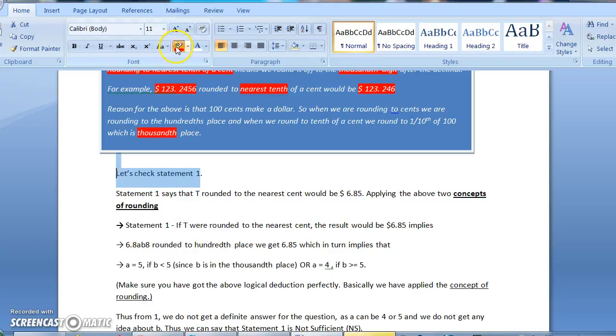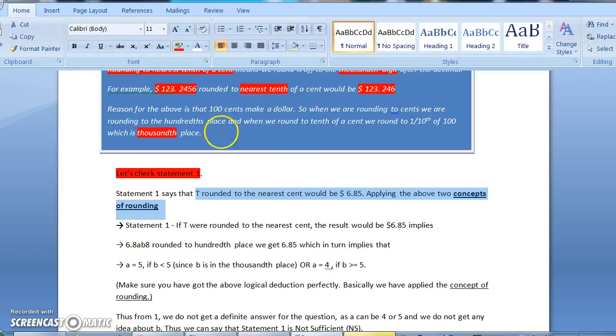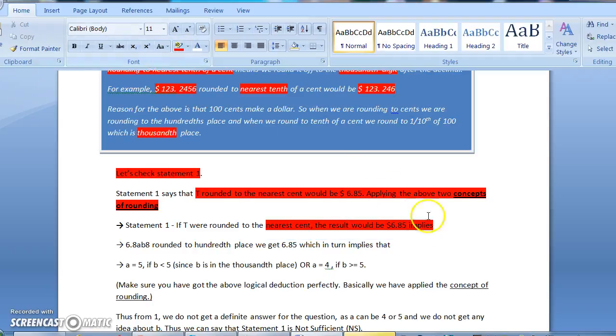Let's look at statement 1. Statement 1 says that t rounded to the nearest cent would be $6.85. We know that nearest cent, as we've discussed, implies that we are rounding it to the 100th. Great. So we are rounding to the 100th place, right?